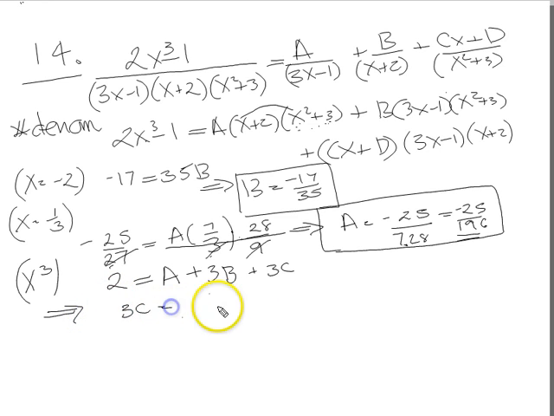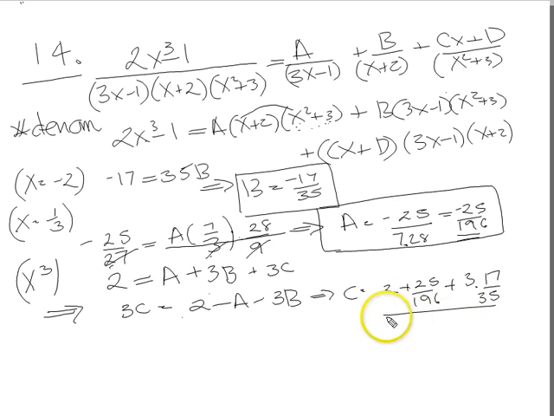So 3c then equals, reading from right to left, and moving these two things over, minus a minus 3b. So you've got c equals then 2 minus a, which is minus, so that's a plus 25 over 196, minus 3 lots of b. And that's minus 17 over 35, so that changes to a plus, and then it will be divided by the 3. So the whole thing, because there's more than one term, is divided by 3 now. Put that there. So tap this in the calculator then. It's c equals 2 plus 25 over 196, and then plus 3 times 17 over 35, yeah?